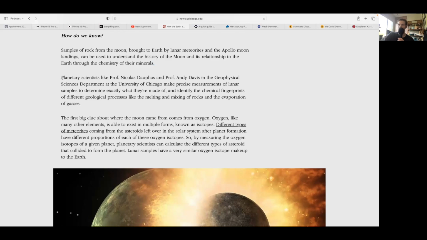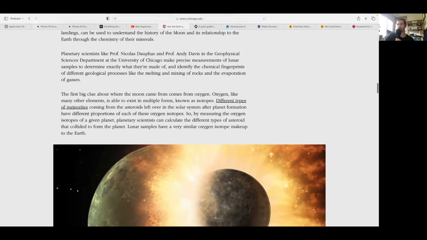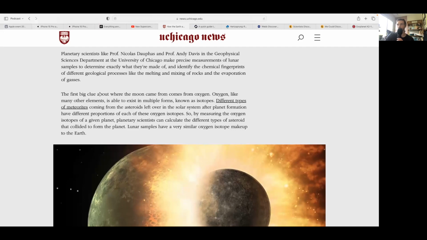But you have people like planetary scientist Nicolas Dauphas and Professor Andy Davis in the Geophysical Sciences Department at the University of Chicago making precise measurements of lunar samples to determine exactly what they're made of and identify the chemical fingerprints of different geological processes like the melting and mixing of rocks and the evaporation of gases. The first big clue about where the moon came from comes from oxygen.